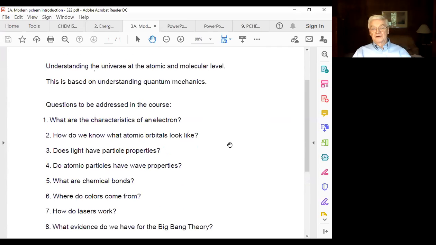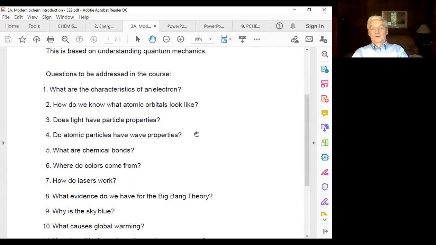Number 5, what are chemical bonds? In freshman chemistry and probably continuing in organic chemistry, you would draw 2 dots between 2 elemental symbols. That would be a chemical bond, so-called Lewis dot structure. Or you might draw a single line representing 2 electrons, or a double bond with 2 lines representing 4 electrons. That's really a very simplistic picture of chemical bonds. We're going to look more carefully to see what they actually are.